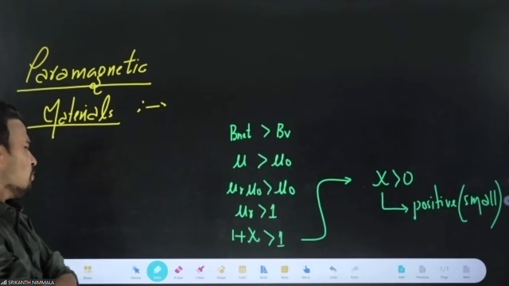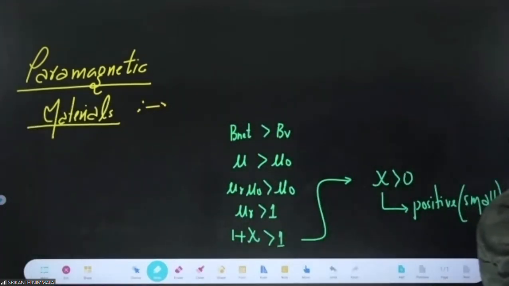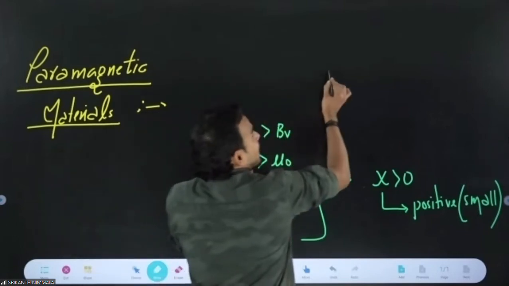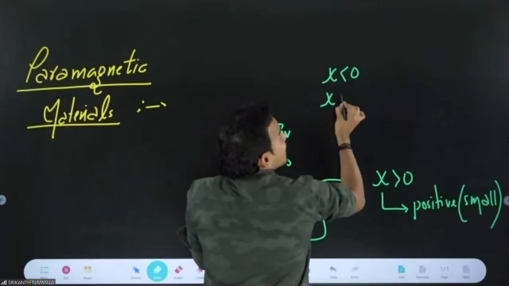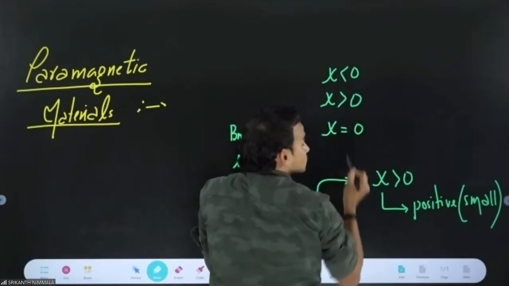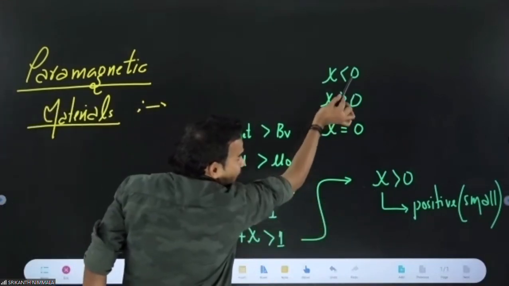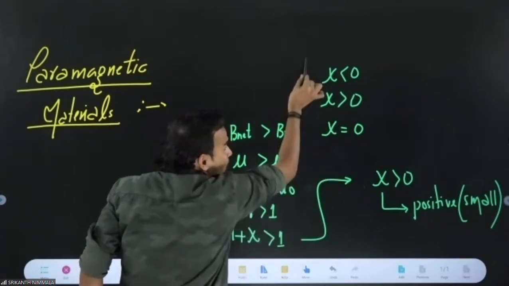Before moving further, if you observe one thing now, when I talked about diamagnetic also, I did not put equal to 0. There xi less than 0, for paramagnetic xi greater than 0. When will xi be equal to 0? You tell. Nowhere was equal to there. Xi here also 0 not included, here also 0 not included. When will xi be 0?